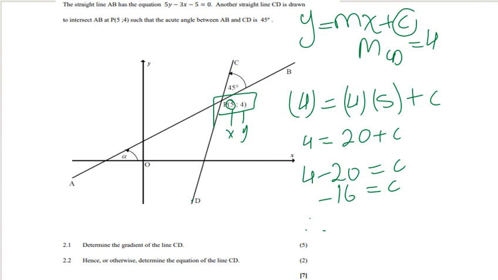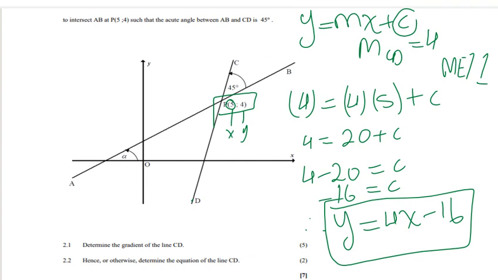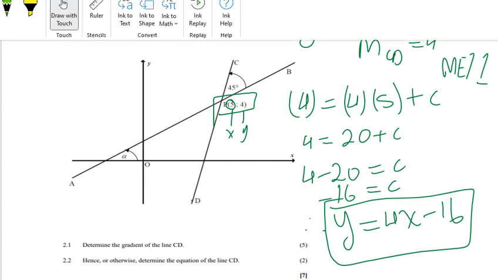Therefore the equation of this line is y equal to, my gradient is 4, 4x minus 16. This is the equation of this line. This was method 1. Now let's use another method using another color, red.